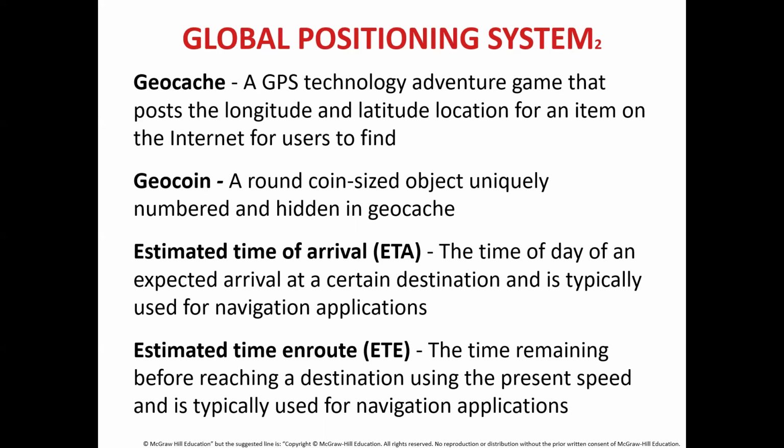ETA, or estimated time of arrival, is the time of day of an expected arrival at a certain destination and is typically used for navigation applications. Estimated time en route, or ETE, is the time remaining before reaching a destination using the present speed and is typically used for navigation applications.